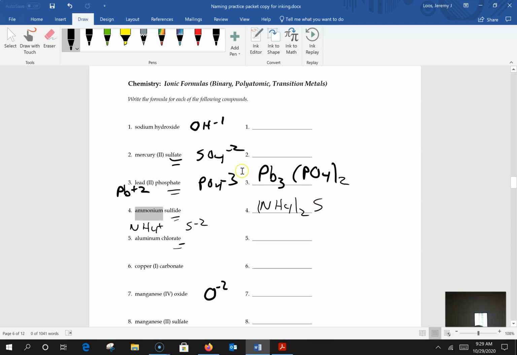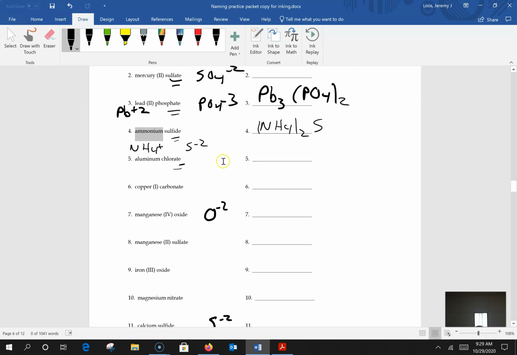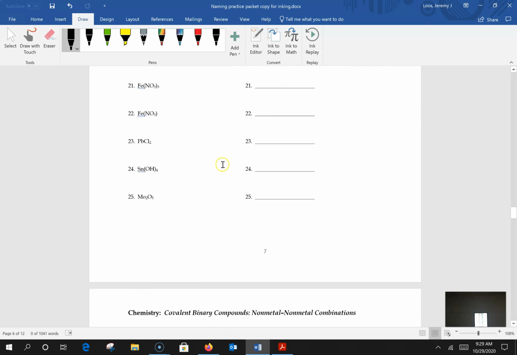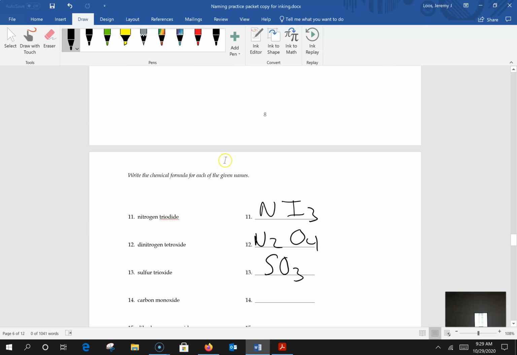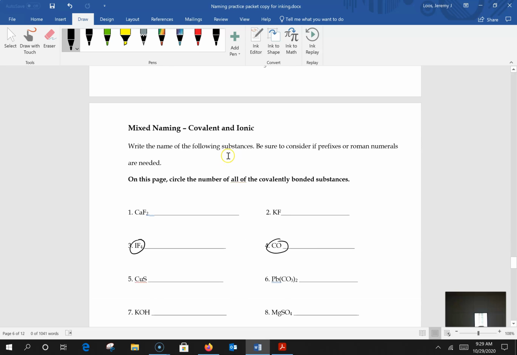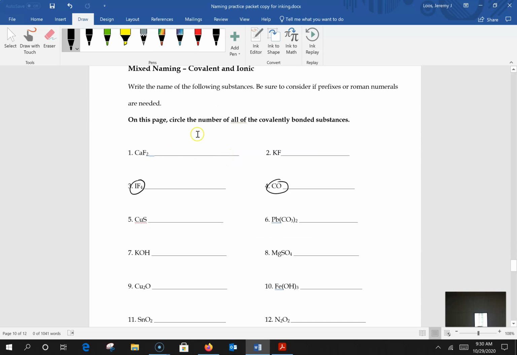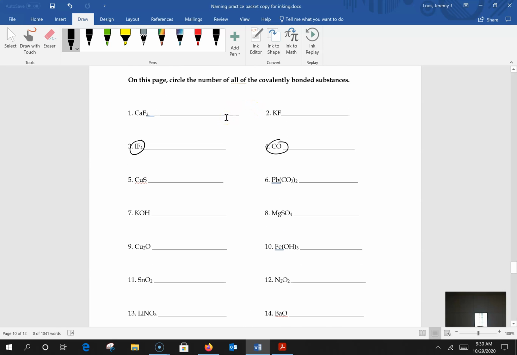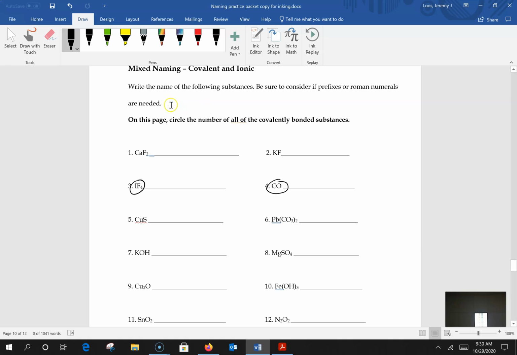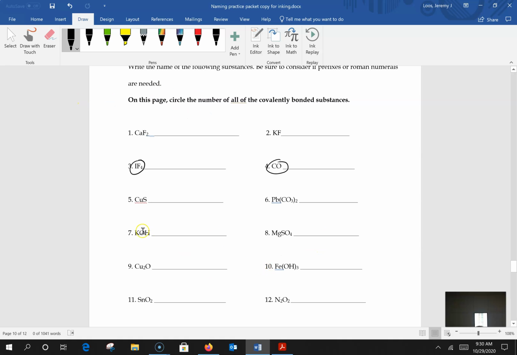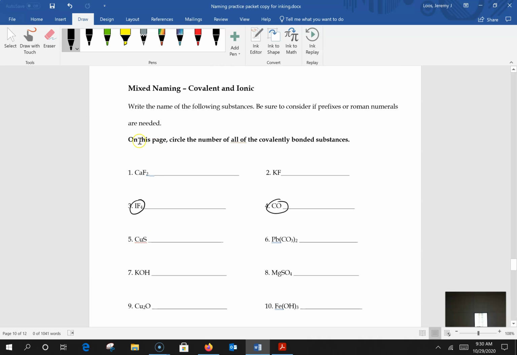Okay, so I want to do just a couple more examples with you from a page that's a bit further along, past all this. This one, which is where we have all of the types of naming mixed together. So that makes it even a little bit more challenging. So again, especially on this top part, we're going to use that flow chart to help us. And note the instructions say, on this page, circle the number of all of the covalently bonded substances. So how do we make that decision?